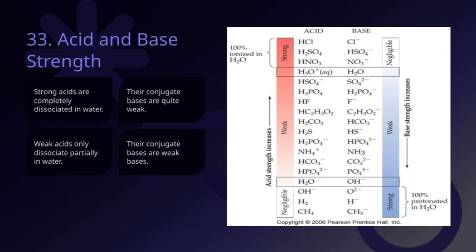Their conjugate bases are weak bases. This means that when an acid donates a proton, the resulting conjugate base doesn't readily accept protons again. Their conjugate bases are quite weak, which indicates that the original acid was strong enough to dissociate more completely. When we talk about weak acids, they only dissociate partially in water, meaning only a small portion of the acid molecules actually release their protons. In contrast, strong acids are completely dissociated in water, so all of their molecules break apart into ions.